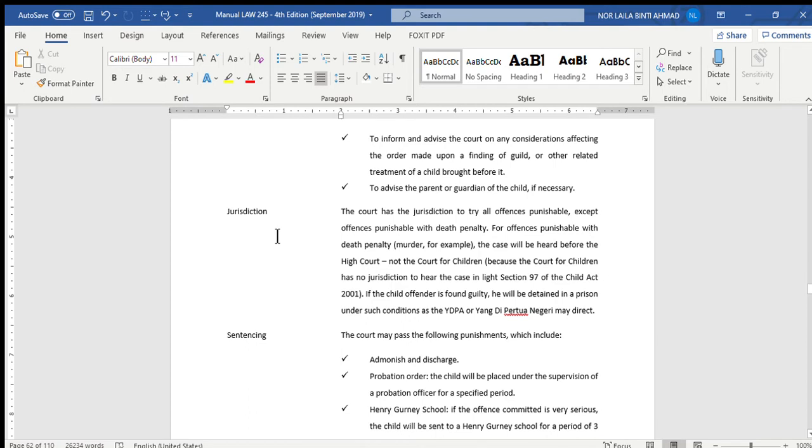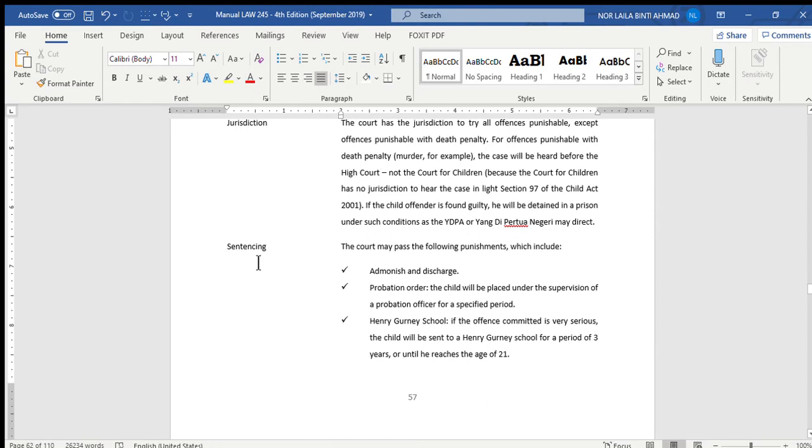Next, the jurisdiction of the court for children. The court has jurisdiction to try all offences except offences punishable with the death penalty. For the death penalty, for example an offence like murder, the case will be heard before the High Court, not the court for children, because the court for children has no jurisdiction in light of Section 97 of the Child Act 2001. If the child offender is found guilty, he will be detained in a prison under such conditions as the YDPA or Yang di-Pertuan Negeri may direct.